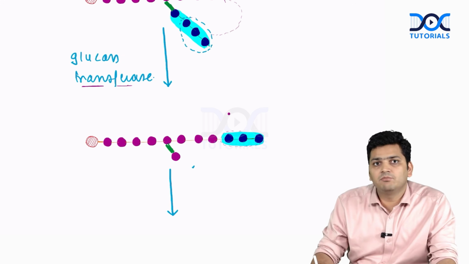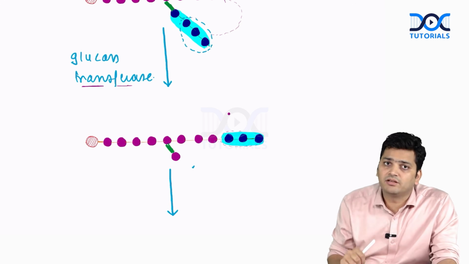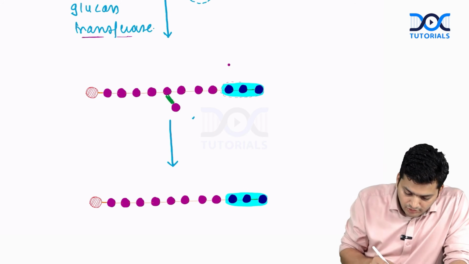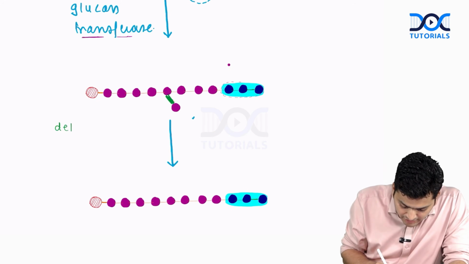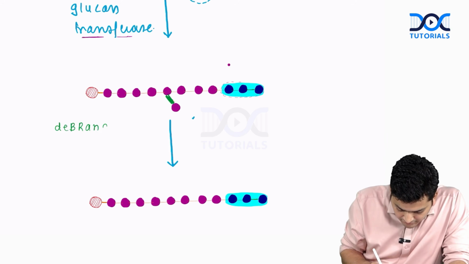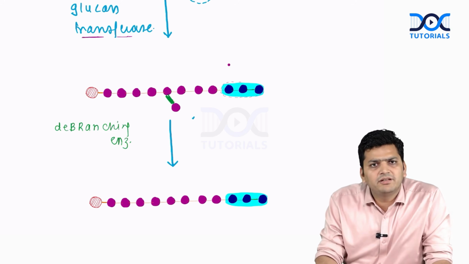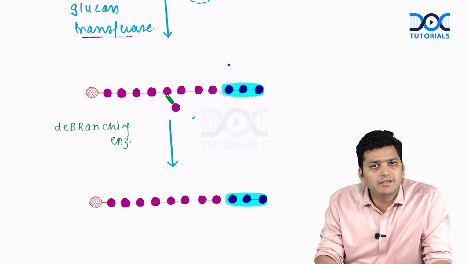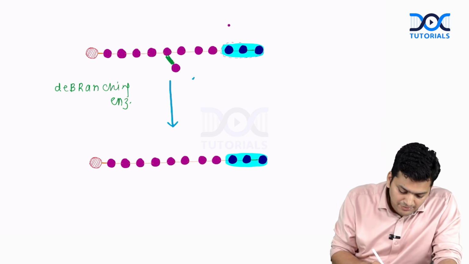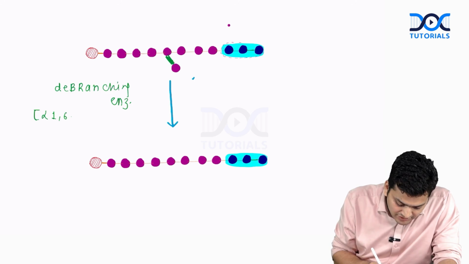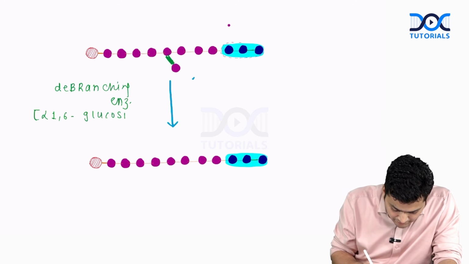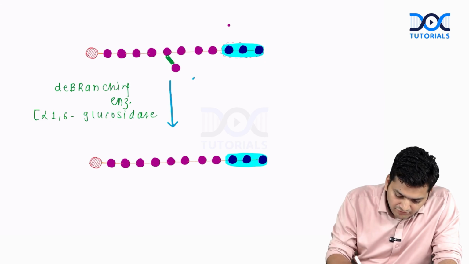The moment the branching point is exposed, we are going to cut the branching point. When you cut the branching point, we will use the debranching enzyme. Can you tell me what was the direction at the branching point? 1,4 or 1,6? 1,6. So the debranching enzyme is basically alpha 1,6 glucosidase. And we are going to cut it from here.